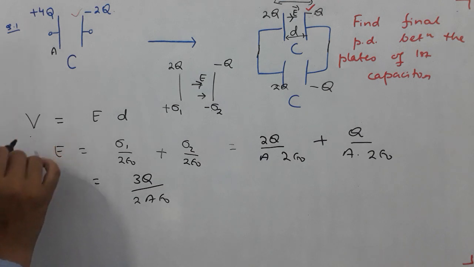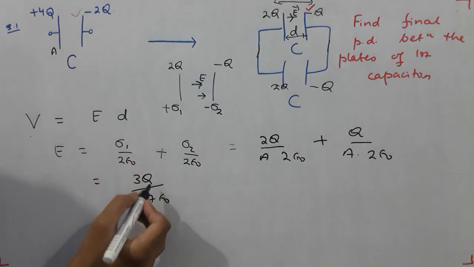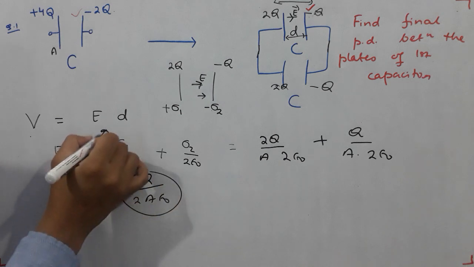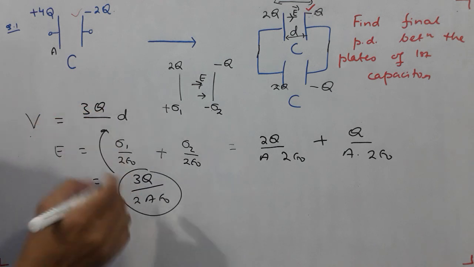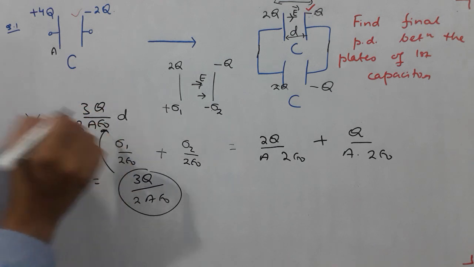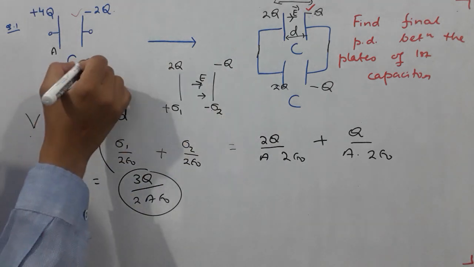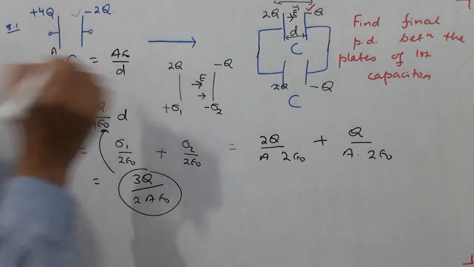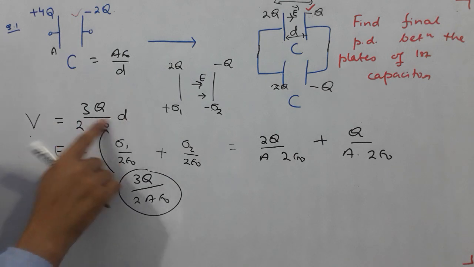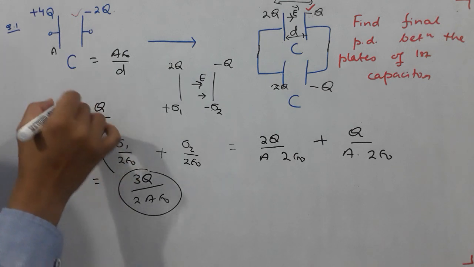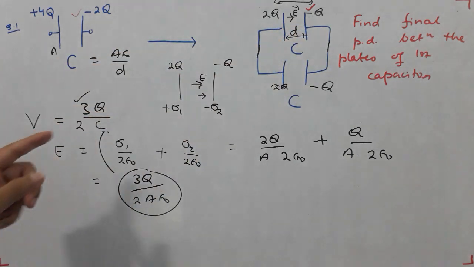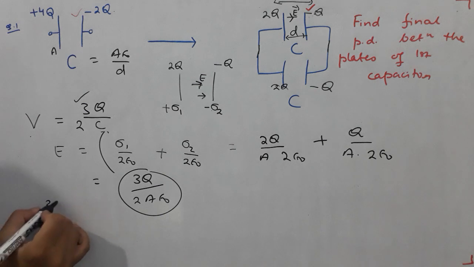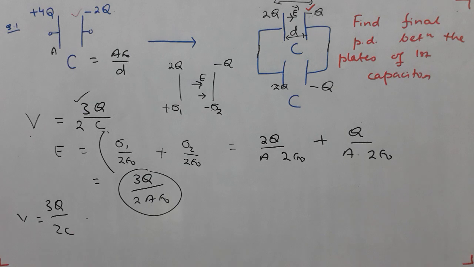Therefore our V will become how much, students? V is E into D. This value we will put here. So instead of E, how much will we write? 3q upon 2A epsilon naught. Now what is our C? C is A epsilon naught upon D. So A epsilon naught upon D I'll put as C. So this is our answer. The new potential difference between the plates of the capacitor will be 3Q upon 2C. Let's see next question.